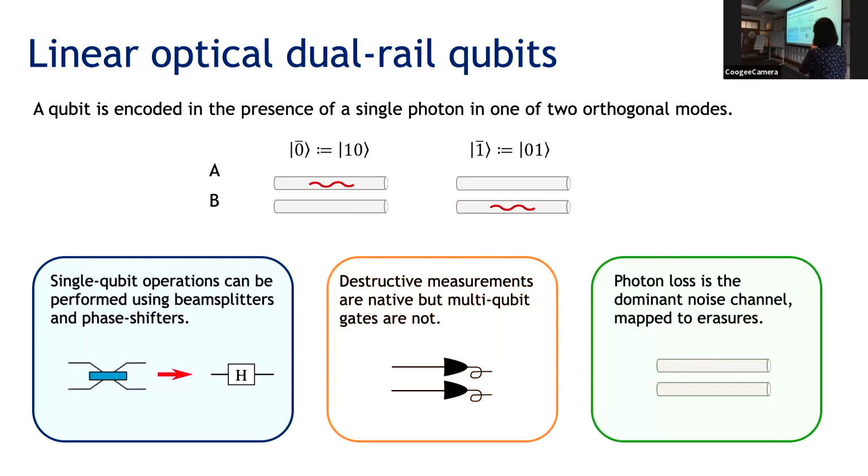And so that's one problem, and of course we have to deal with photon loss. So you can have a situation where there's no photon in either of the two rails. This is also like an erasure error, because when you make a measurement, you need to detect at least one photon in one of the two rails. If you don't see any photon, you know something went wrong, and so this is also like an erasure error. Okay. Why is this not moving?